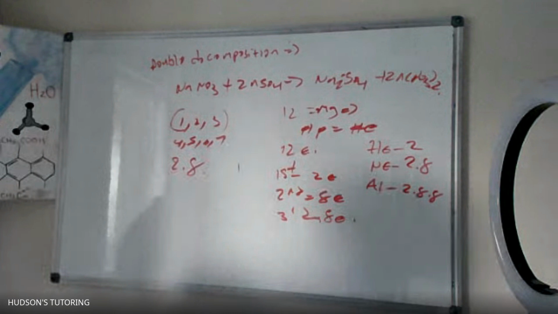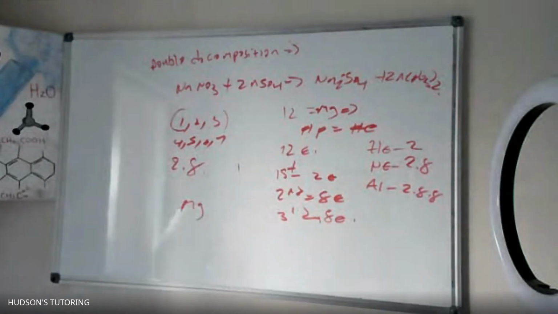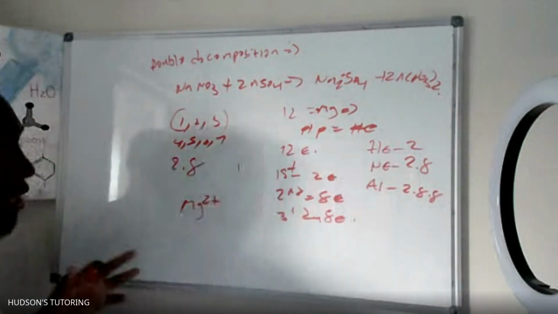She's gone. All right. So of course you're going to form magnesium that is Mg2+. So you get a charge of Mg2+. So that's how you get the charge.